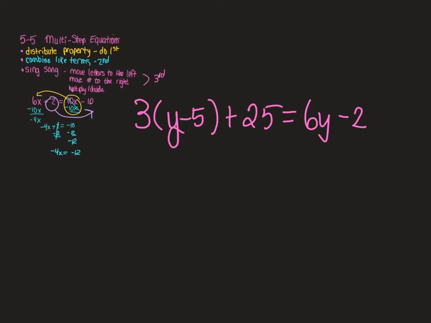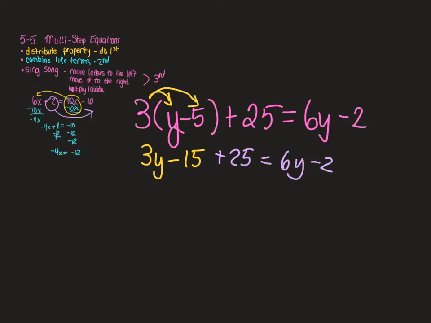So let's look at this example. 3 times y minus 5 plus 25 is equal to 6y minus 2. So let's look. My yellow step said that I should do the distributive property. So I'm going to do that first. And I'm going to get 3y minus 15. I always do my rewrite step, rewrite everybody else.